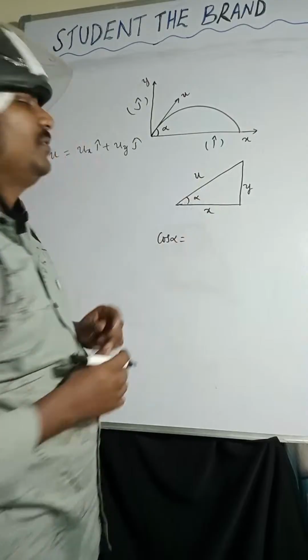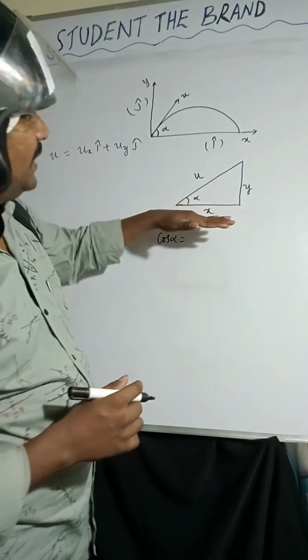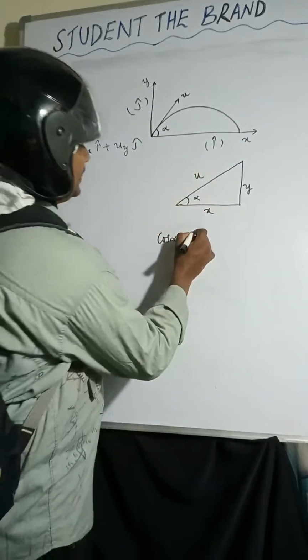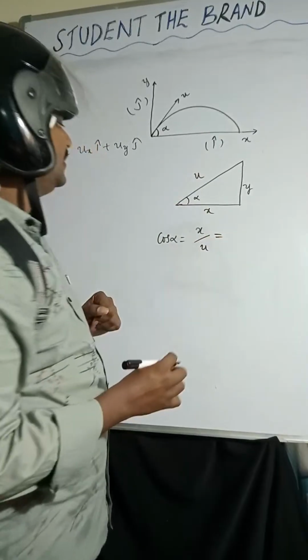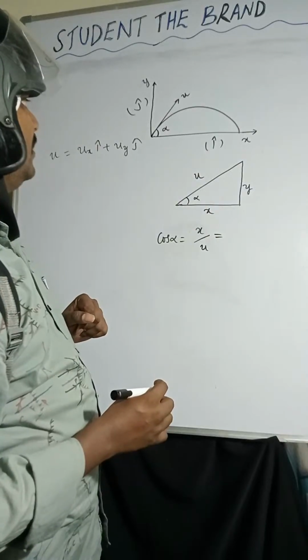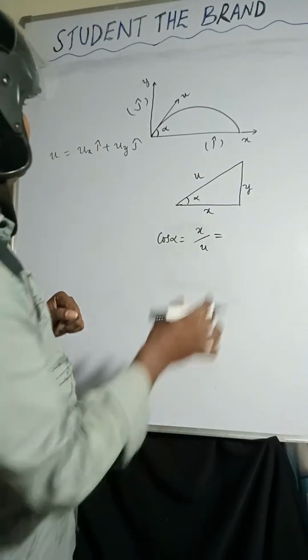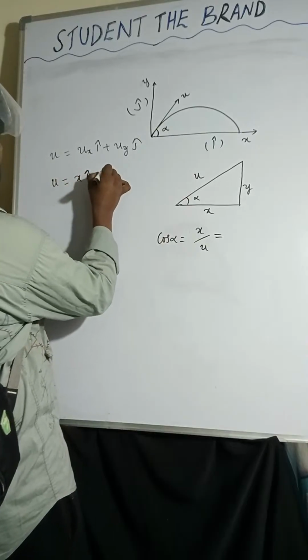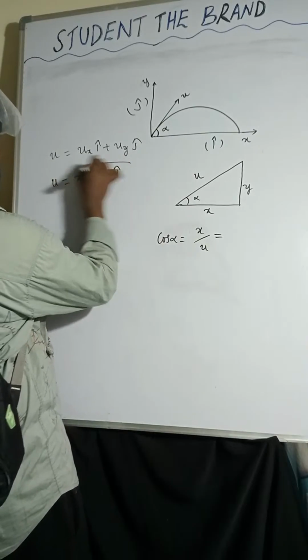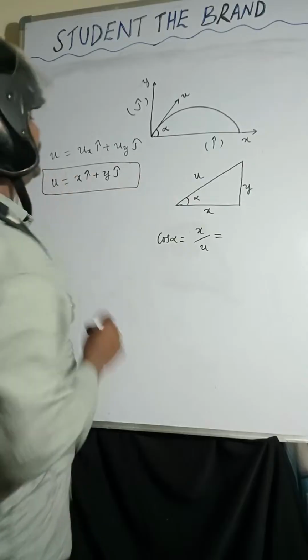What is the cos alpha formula? Adjacent side by hypotenuse. Adjacent side is x by u. I already said this, we can also write it like this, x i cap plus y j cap. So components.